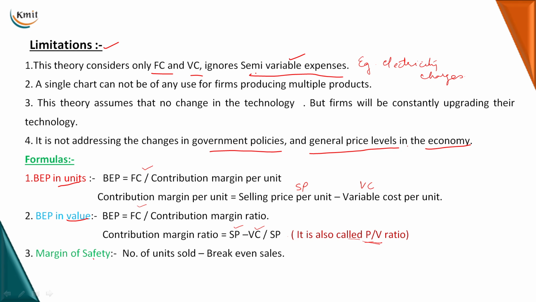So next one is margin of safety. Margin of safety is the number of units sold, that is actual sales minus break-even sales. Earlier we have just understood what we mean by actual sales and how we are going to consider this actual sales as well as the break-even sales. So the difference between these two aspects will give us your margin of safety.